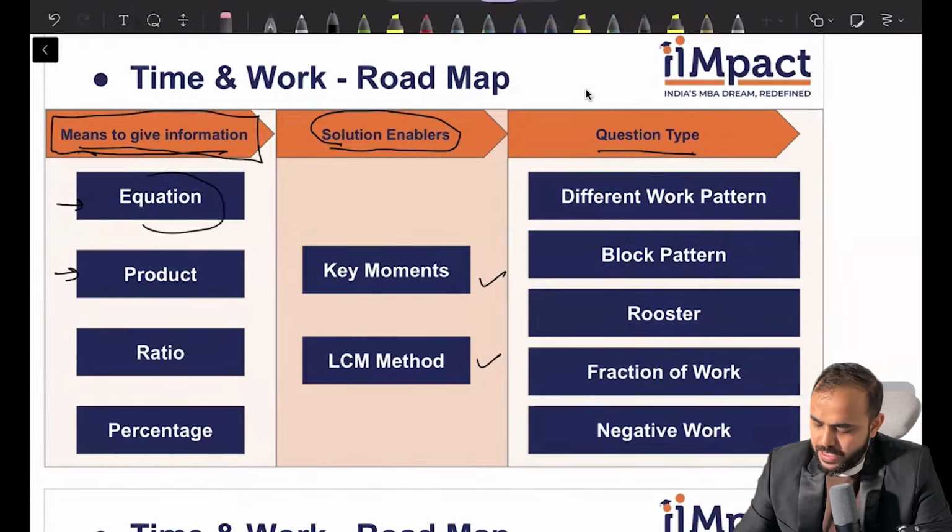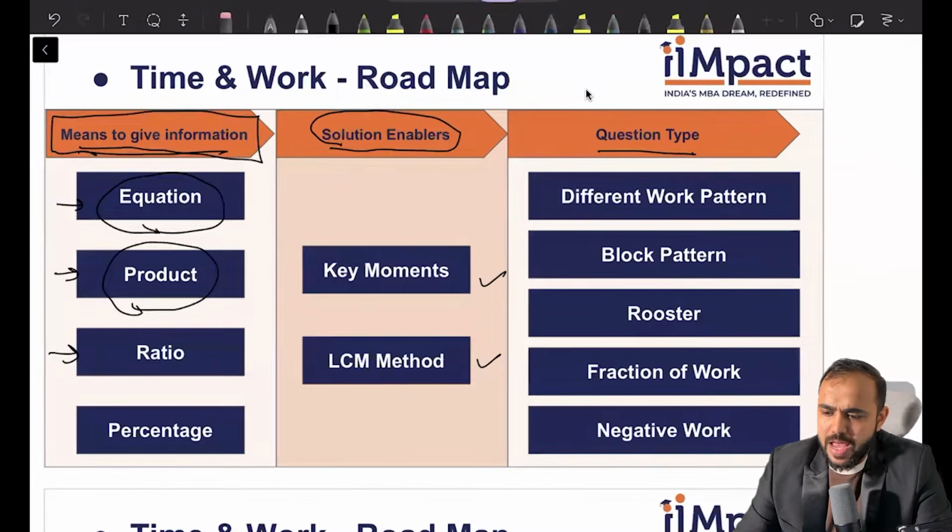One is equation. They have given you something which will translate into an equation. The other is product. This refers to certain product that has to be taken. The most common in time and work is the ratio. So they give you the information in the form of ratio, and within ratio there is a subcategory of percentage. As you know, ratio and percentage are the same thing, just that percentage has the denominator fixed as 100.